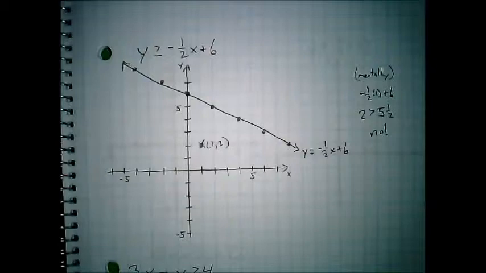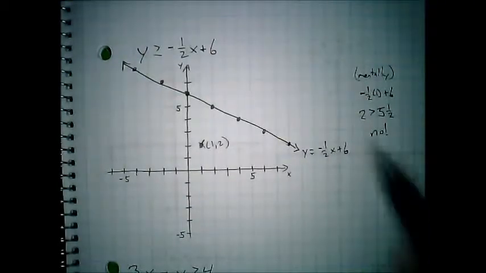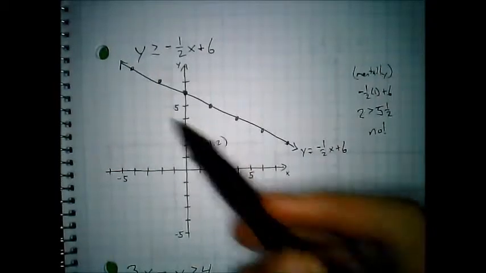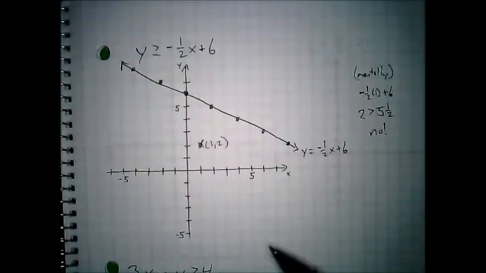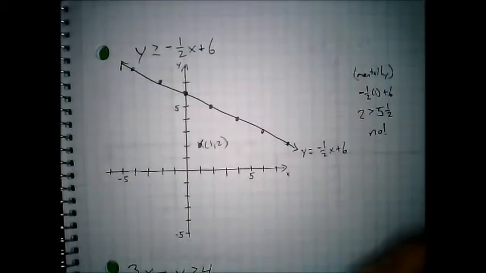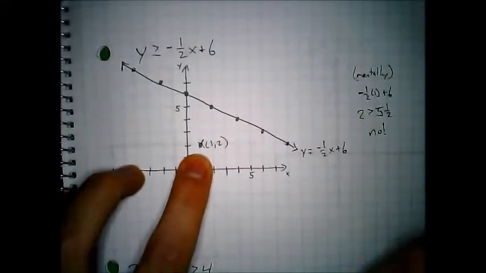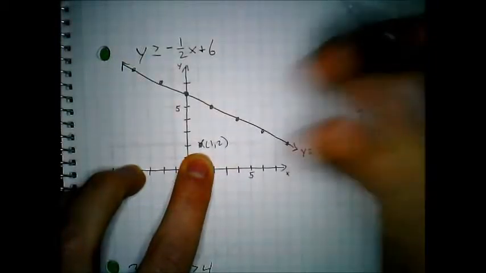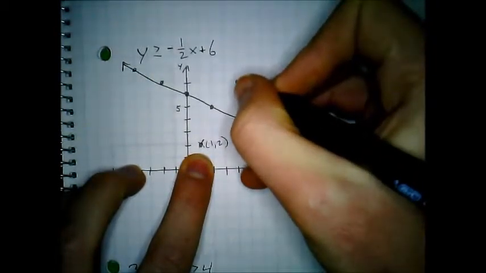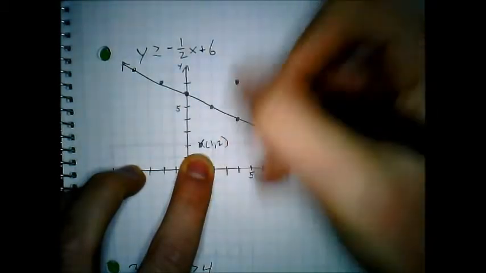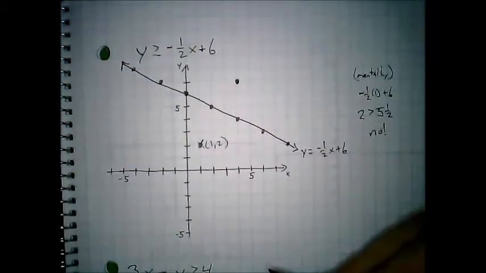So basically, we found the side where y is going to be less than negative 1/2 x plus 6, because 2 is less than 5.5. So this whole side is when y is less than negative 1/2 x plus 6. So it's safe to conclude that the other side of the line, above the line, is when y is greater than negative 1/2 x plus 6.